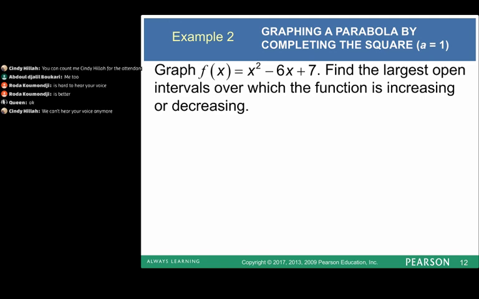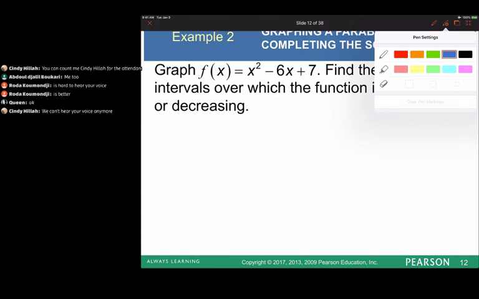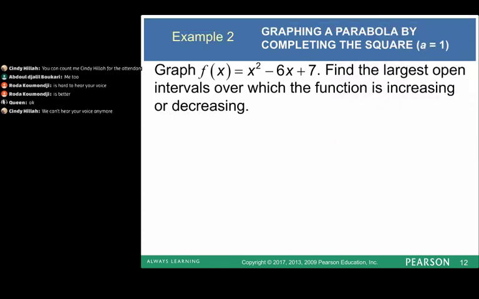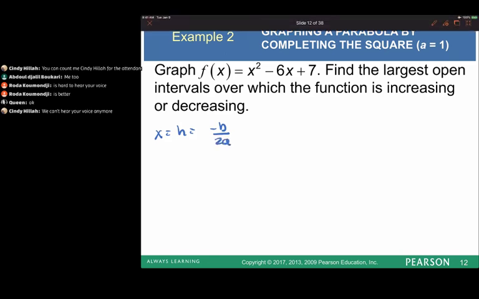So instead of doing completing the square on this one, I'm going to introduce this formula. It's called the vertex formula. So the vertex formula goes something like this. The x coordinate of the vertex, which is our h, is going to be negative b over 2a, right?